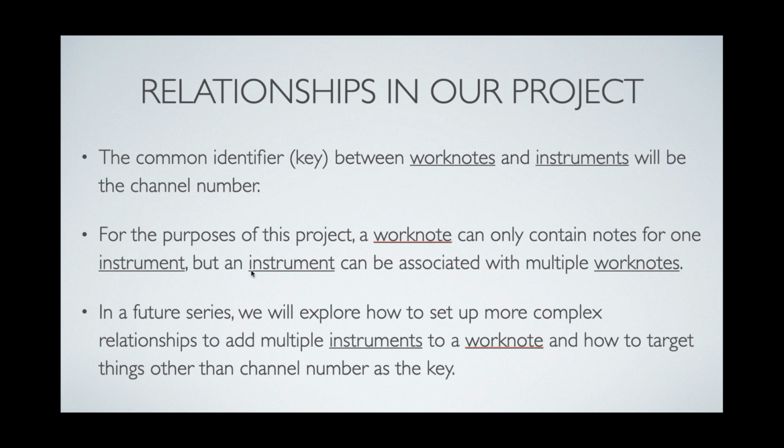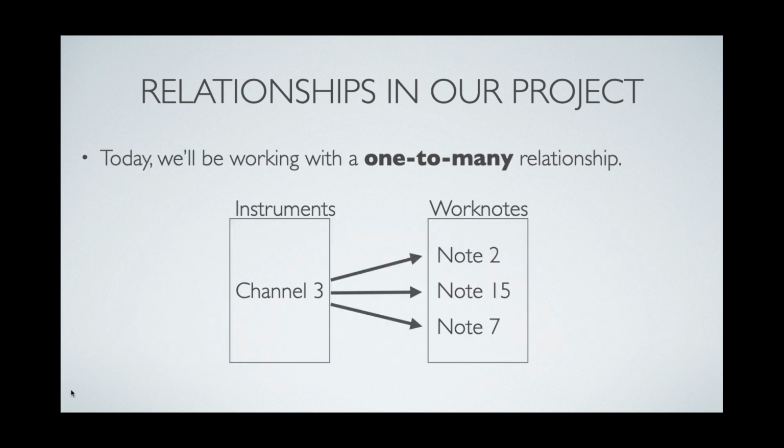So the thing that those two tables will have in common, we're going to use the channel number for that. So that'll be our common key between those 2 different tables. Every instrument is going to have a channel number associated with it, and in order to create a work note, we're going to have to put a channel number in that is associated to that work note. So that's called a one-to-many relationship.